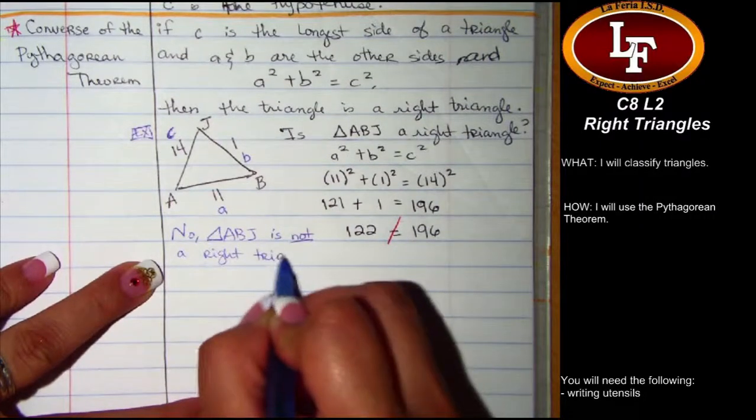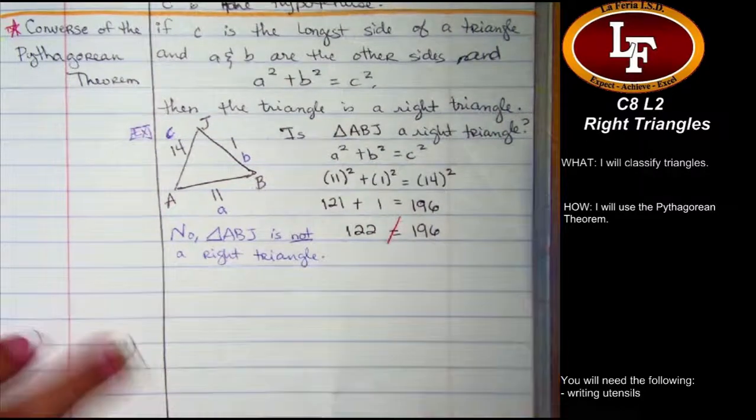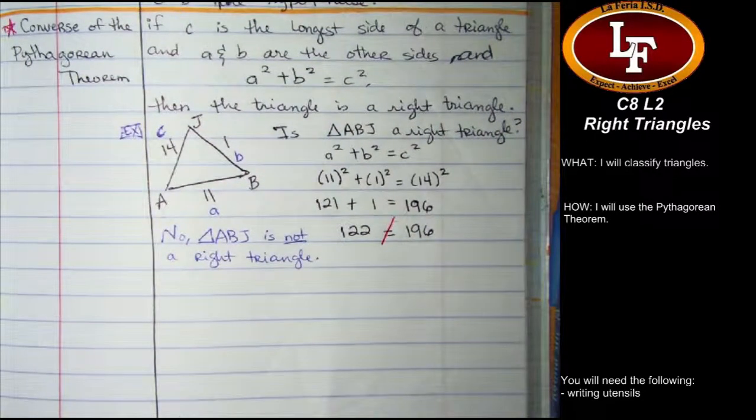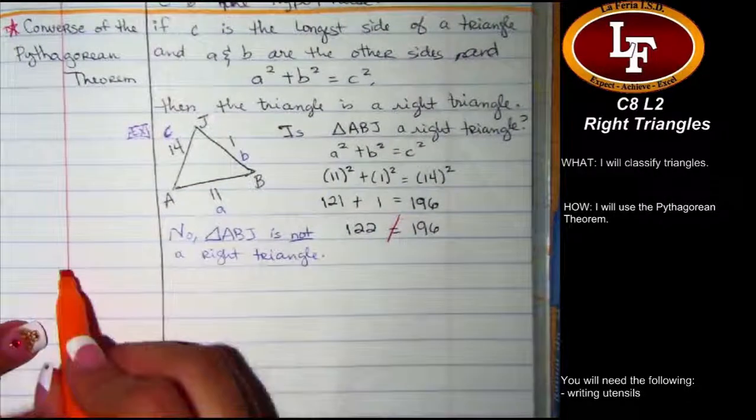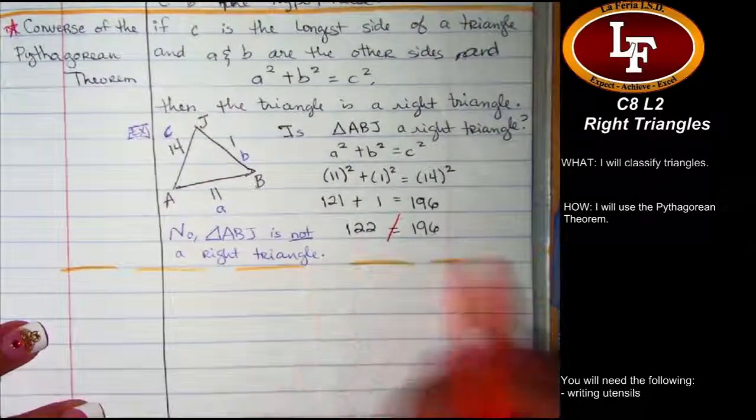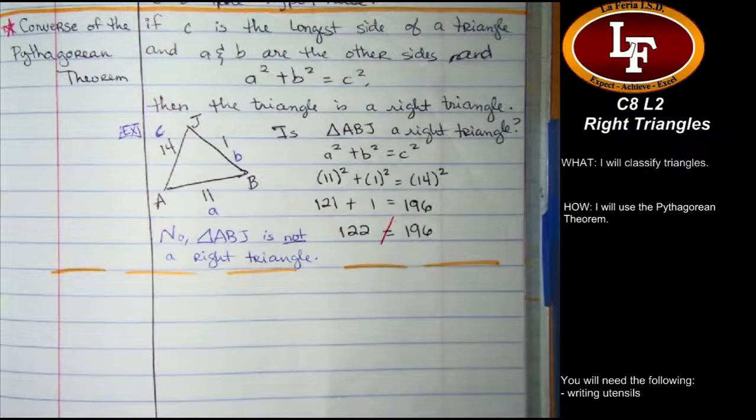He's like, I was right. Yeah, you're right. But this still doesn't help us classify. This only tells us right triangle, not right triangle. It doesn't tell us if we have an acute or an obtuse or an equiangular. We don't know yet. For that, we need the help of 2 corollaries.